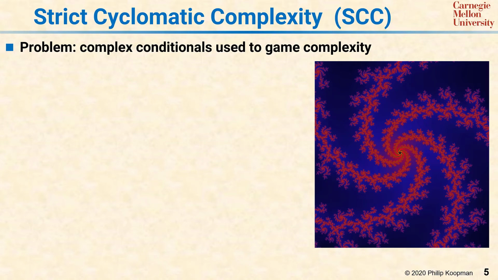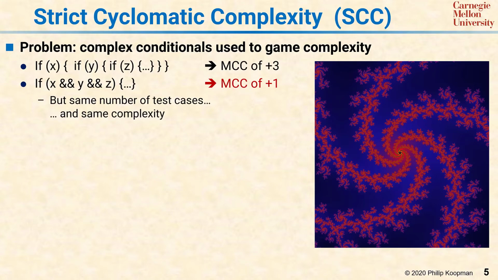While McCabe cyclomatic complexity, or MCC, is a generally accepted and useful complexity metric, it has a vulnerability in that it can be gamed by using complex conditionals to replace nested if statements. For example, this triply nested if based on x, y, and z would normally add 3 to the MCC metric. However, it can be restated as a complex single conditional using ands and have an MCC addition of only +1, but it actually has exactly the same complexity and requires the same number of test cases to get complete coverage.